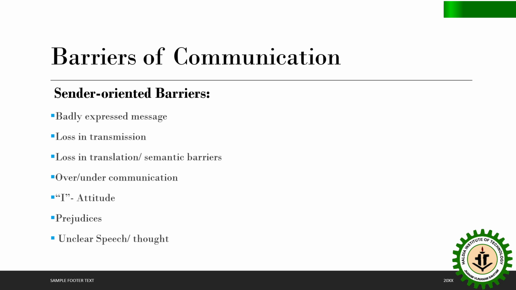The first is sender-oriented barriers. The sender-oriented barriers will include badly expressed messages. When we want to express something, if that message is not clearly constructed, it could be grammatically, it could be in the manner in which I said it. I might be using a lot of foghorns and gambits. Then my message may not be clearly shared with the person to whom I want to share that message.